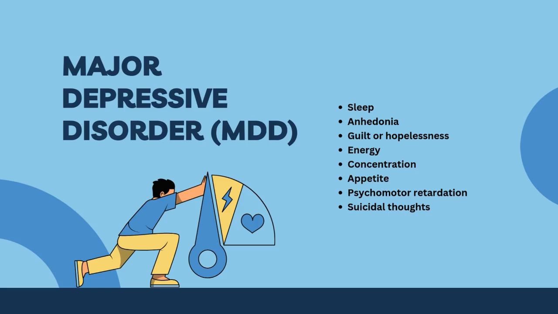So, starting with sleep, over 90% of people with depression experience sleep disturbances, including difficulty falling asleep, early morning awakenings, or sleeping too much. Anhedonia, this is the lack of interest or pleasure in activities, even those that used to be enjoyable.